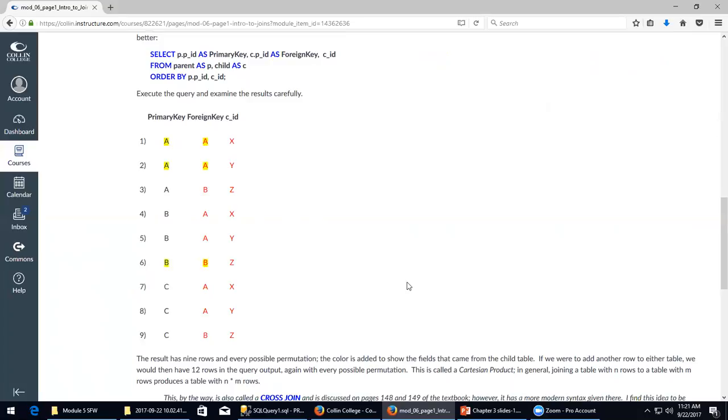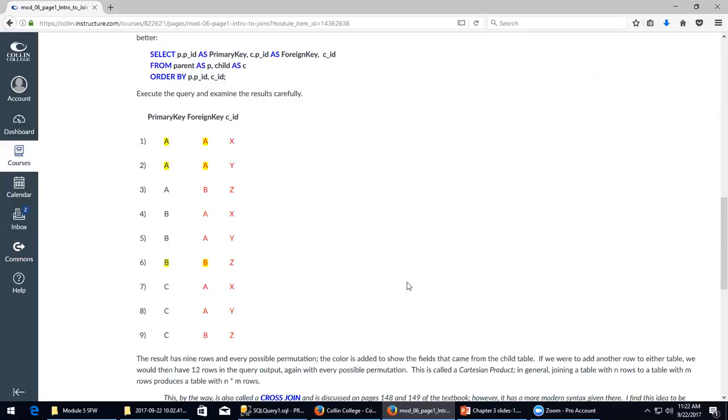Notice that I got parent A as a primary key, parent A as a foreign key in row 1 has child X. In row 2, I have parent key A, foreign key A has child Y. Are you guys watching? You're following on Zoom, okay. Row 3, the primary key is A, the foreign key is B.